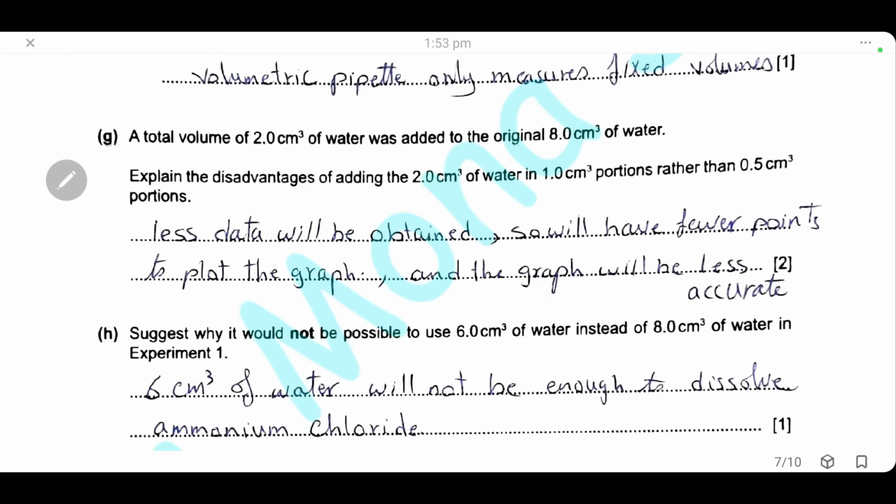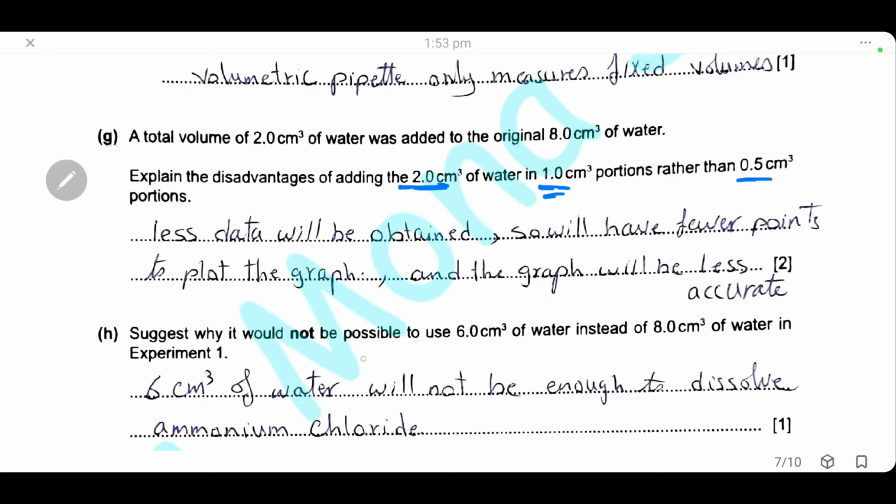So he wants to know the disadvantage if we add this 2 cm³ in 2 portions, each one is 1 cm³, instead of adding 4 portions, each one is 0.5 cm³. If we add it only in 2 portions, we will have only 2 experiments. Less data will be obtained, so we will have fewer points to plot the graph. That means the graph will be less accurate.